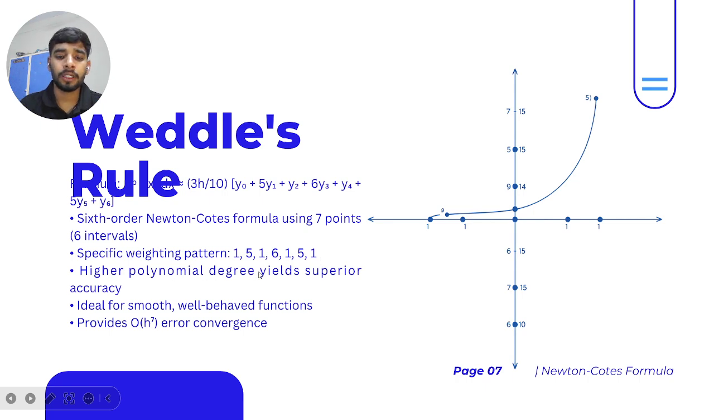Higher polynomial degree gives superior accuracy, ideal for smooth, well-behaved functions. It provides order of h to the power 7 error convergence. Here you can see the graph, how it goes up to the 7 points.